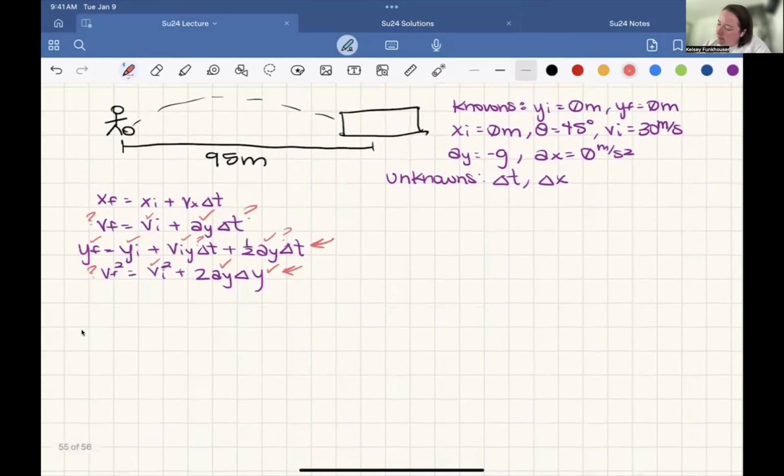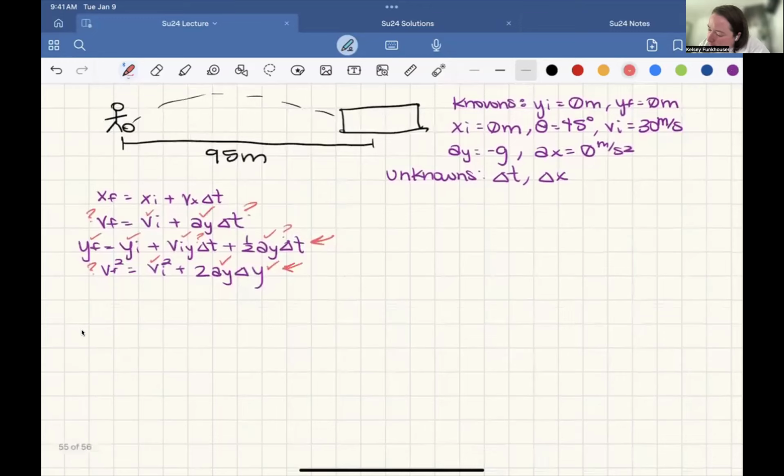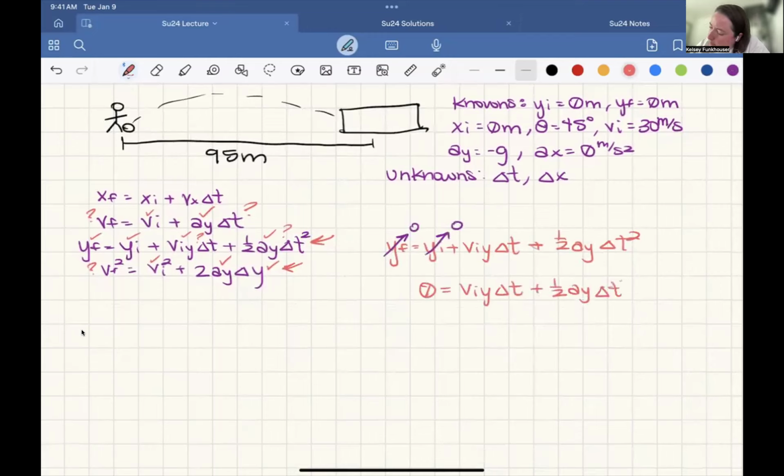So let's look at the long kinematics equation. Y final equals Y initial plus V initial Y times delta T plus 1/2 acceleration in Y delta T squared. Oh, oops, look at that. I forgot the squared right there. Okay. So we know the initial and final positions in Y are 0. So we get that 0 equals V initial Y delta T plus 1/2 A_Y delta T squared.